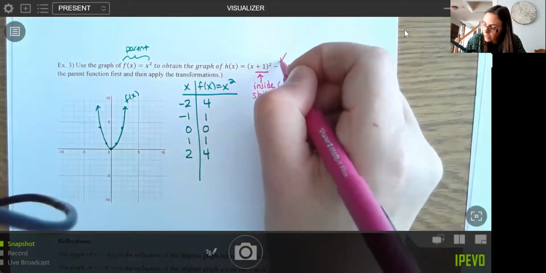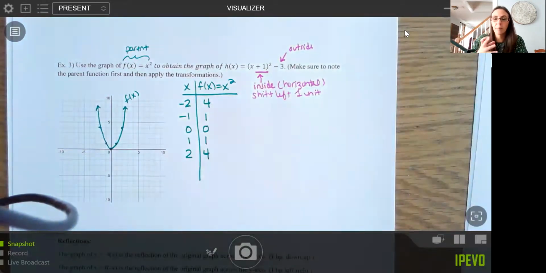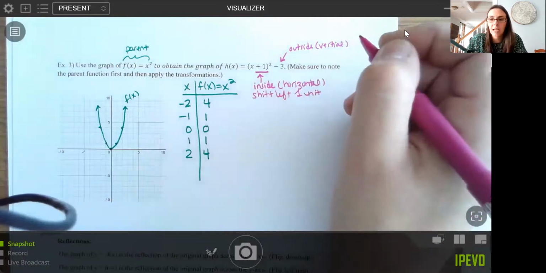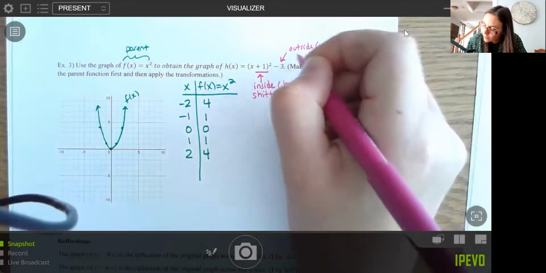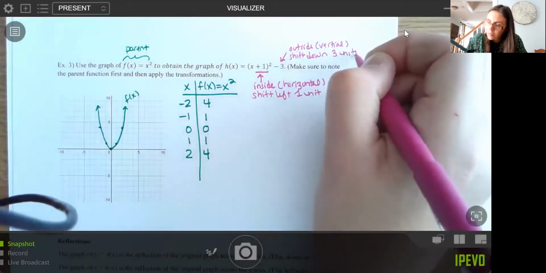This -3 is obviously an outside change. It's just hanging out at the end. It's not inside parentheses. It's not inside anything. So outside changes are always going to be vertical, and they're going to be very natural. So a -3 is down. So shift down 3 units.